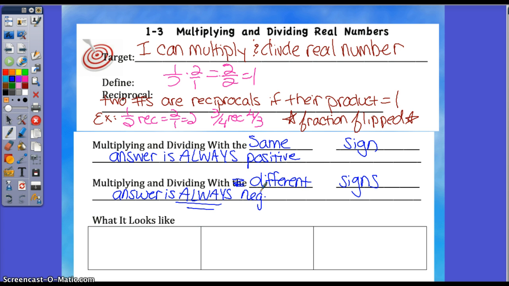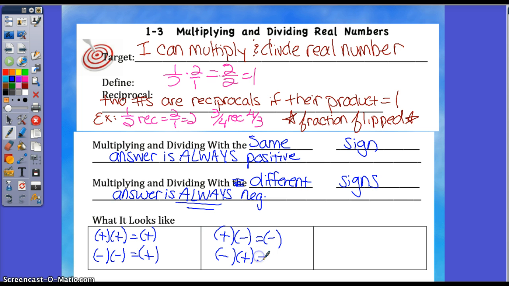So what that would look like is if you have a positive times a positive, your answer is going to be positive. If you have a negative times a negative, notice I put my multiplication in parentheses, your answer is going to be a positive. But if you have a positive times a negative, your answer is negative. If you have a negative times a positive, your answer is negative. If there's only one negative in there, it becomes real negative. If you have a positive divided by a negative, same thing, you get a negative. If you have a negative divided by a positive, you get a negative.